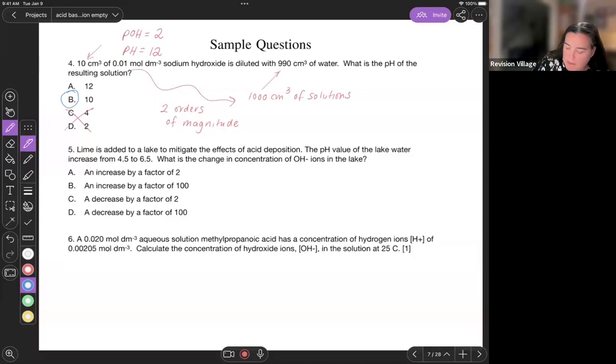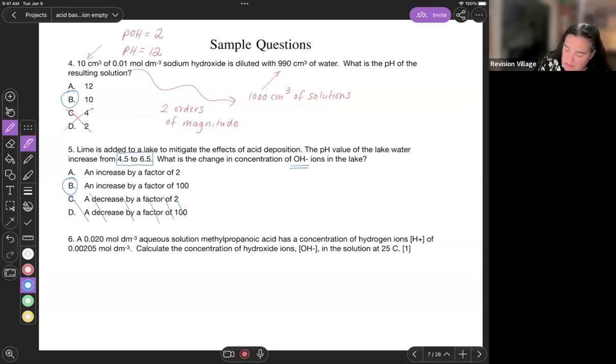Same game again. I'm going to lime a lake to mitigate some acid rain. The pH of the lake water rose from 4.5 to 6.5. What is the change in concentration of hydroxide ions? So this solution is becoming more basic because the pH is going up, so the concentration of hydroxide ion must be going up. So again, answers C and D seem incorrect. Because pH is a log scale, B is the best answer. We're changing by 2 orders of magnitude because the pH is changing by 2 units.